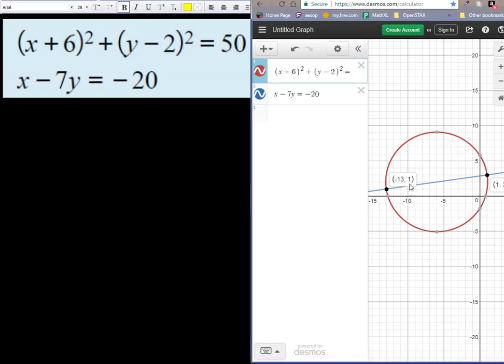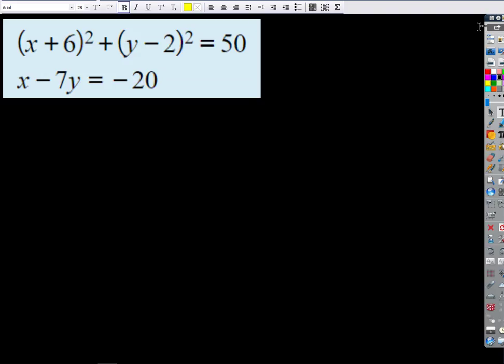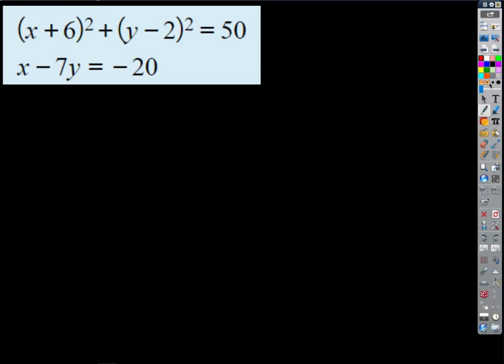(−13, 1) is one ordered pair. That's a solution, and the other one is (1, 3). Okay, real quick, because this is actually a pretty quick one. How can we solve that algebraically? What are we going to do? What are we going to substitute here? x. Yeah, x is easy to isolate in the bottom equation, right?